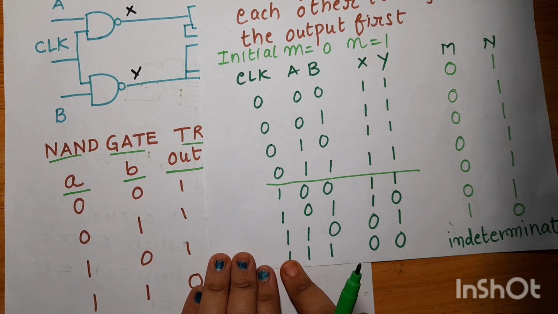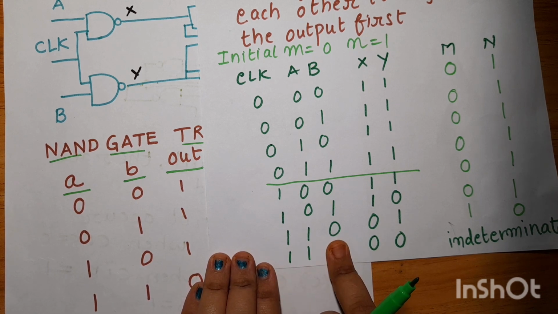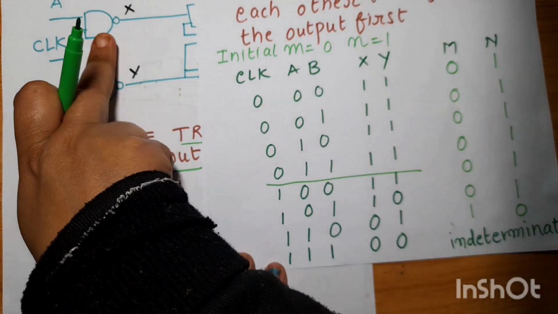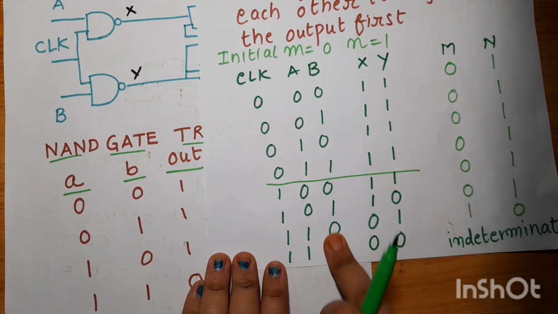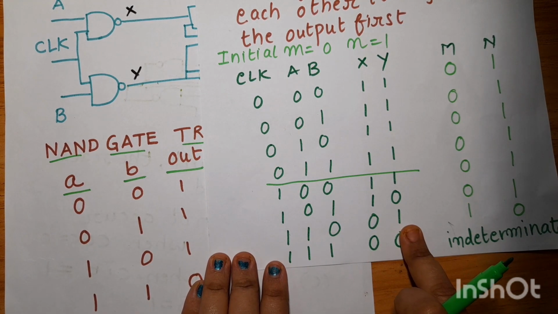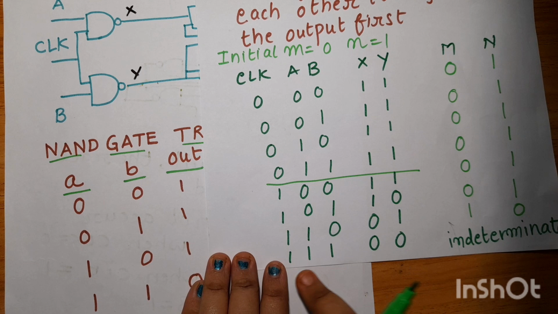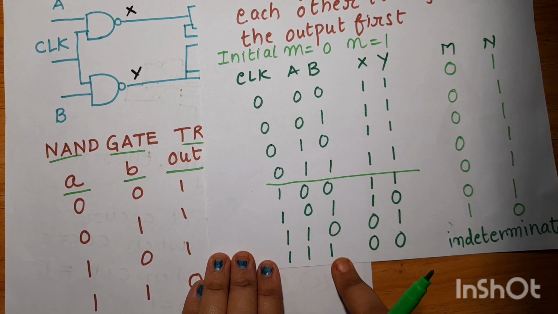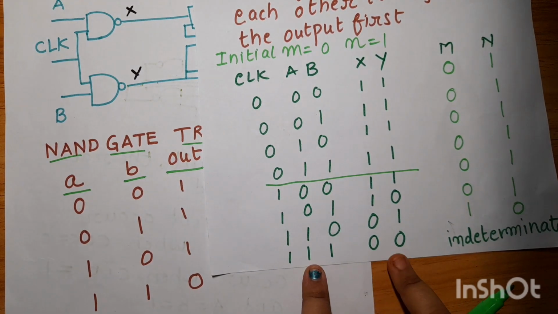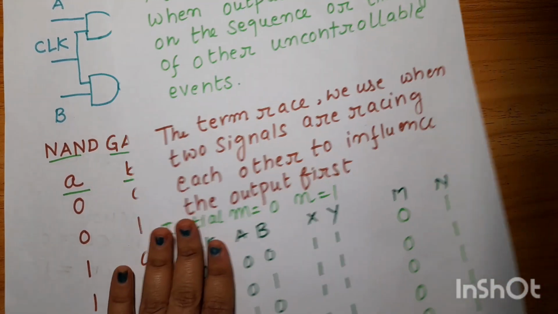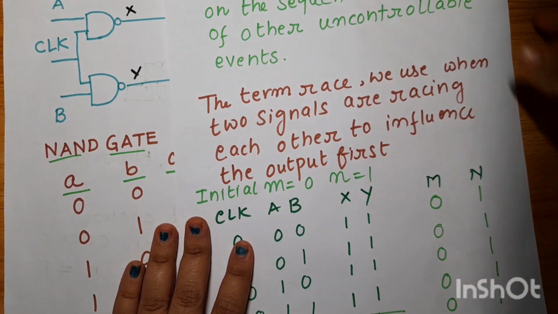Now 1, 1, 0. At this condition, what is happening? Clock and A are going to this one. So X is going to be 0 and Y is going to be 1. Now when clock, A, B, all three of them are 1, 1, 1, at the 1, 1 means X is 0 and Y is also 0. Now X and Y we got the values.